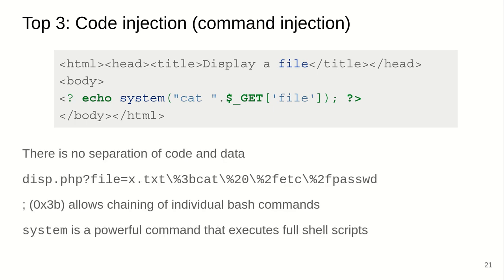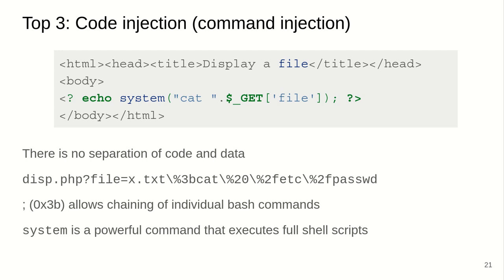So there's no separation of code and data. The benign execution would be simply to pass a file name that is then being displayed. But an attacker could do, for example, display.php?file=x.txt, and then add a semicolon to chain and add another command. So we're catting /etc/passwd in addition to that, right? So this would contain both the contents of x.txt plus whatever is written in /etc/passwd. So system is a powerful command that executes actual full shell scripts.